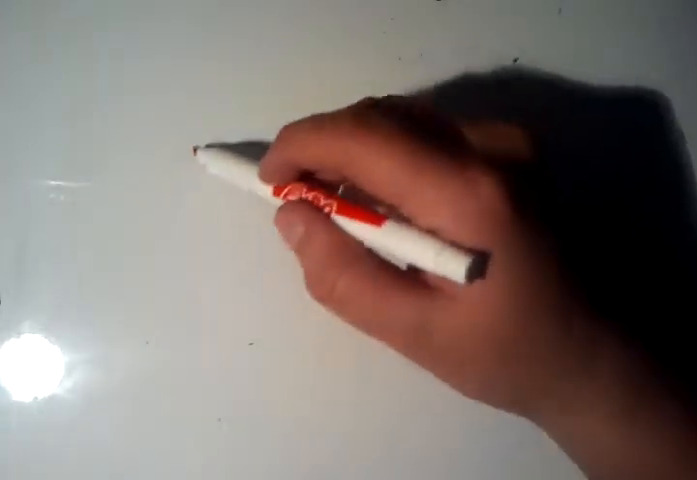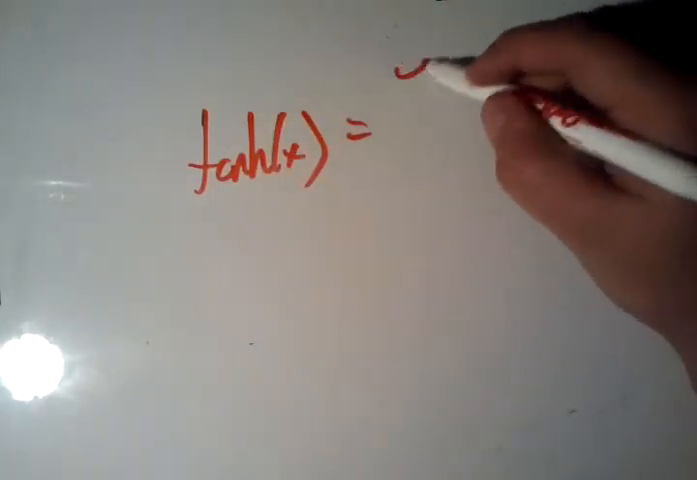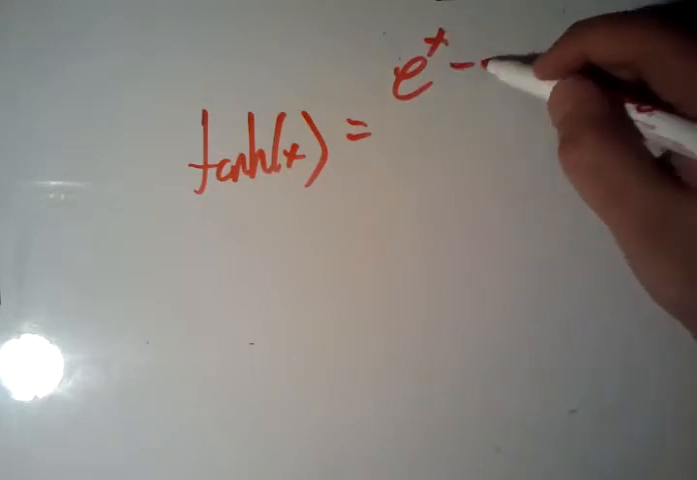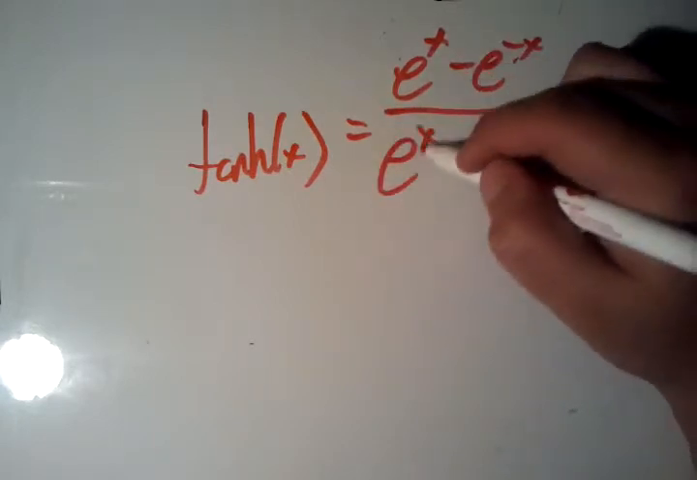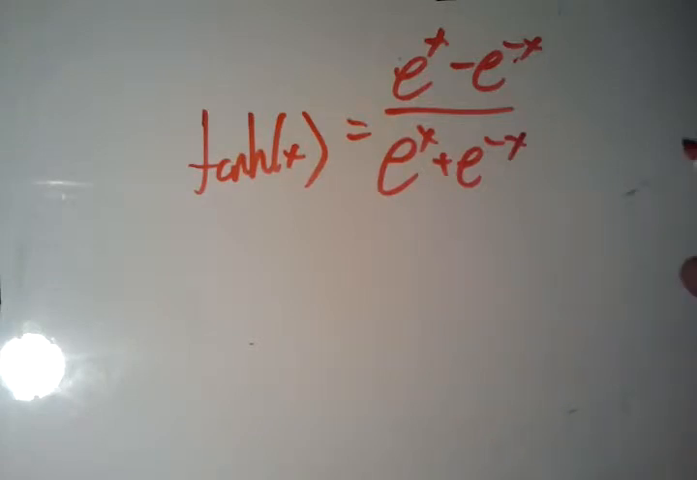Now let's do a quick exploration of tanh x. Tanh x is interesting because it has an asymptote. So let's just look at it. Tanh x is defined as sinh x over cosh x. So if we divide, it's going to be e to the x minus e to the negative x over e to the x plus e to the negative x. So that looks like a mess right now, but we can clean it up a little bit.